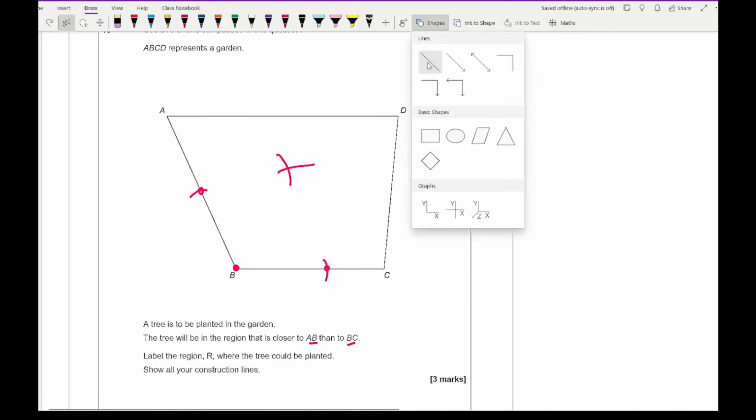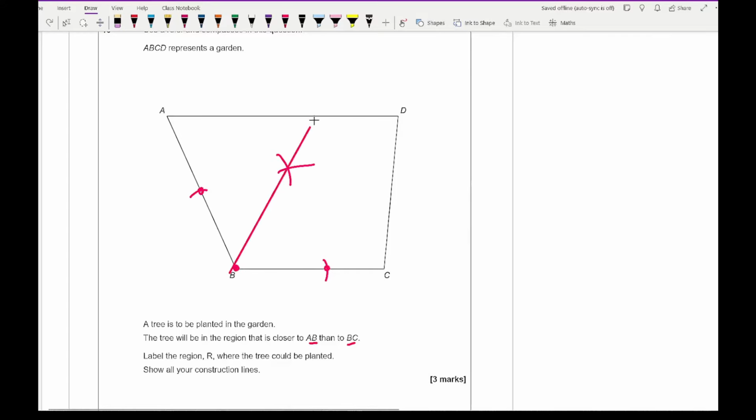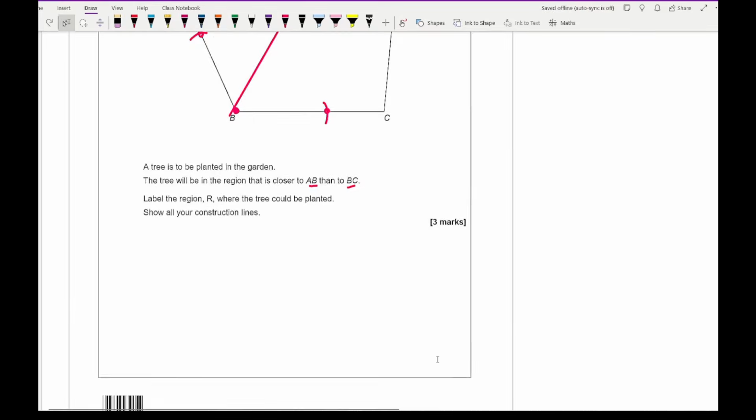And then what you want to do is draw a line through that intersection point, and the question is wanting it to be closer on this side, so it's got to be this region here, so it's going to be on the top part of that line.